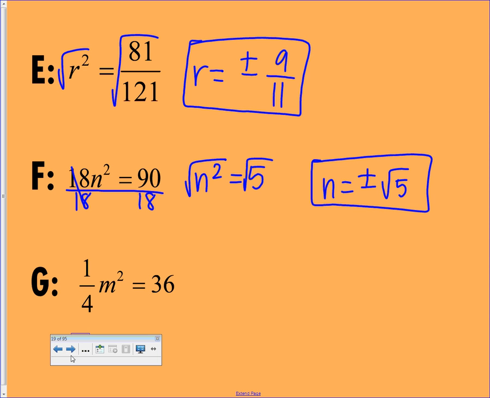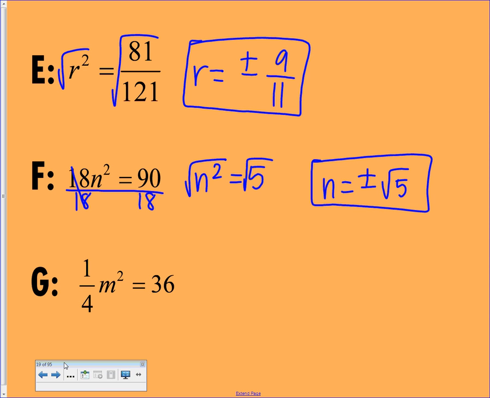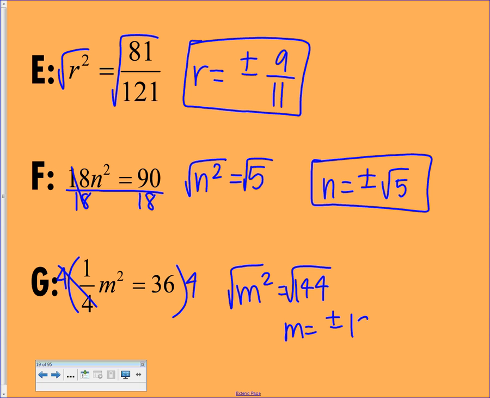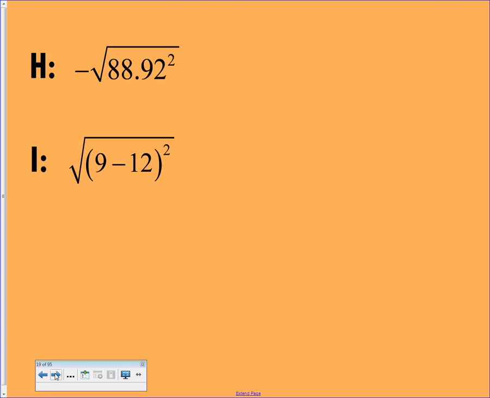Example G, keeping that same idea in mind, I have to get rid of my 1/4 first. So I'm going to multiply each side by 4 here to get rid of that. So I'm going to get m squared to equal 144. And now that I've got that by itself, now I can square root it. So I get m to equal plus or minus 12. So I've got a positive or negative on all of these answers, which means I've got 2, which means I'm doing things right. Example H just is kind of saying simplify.